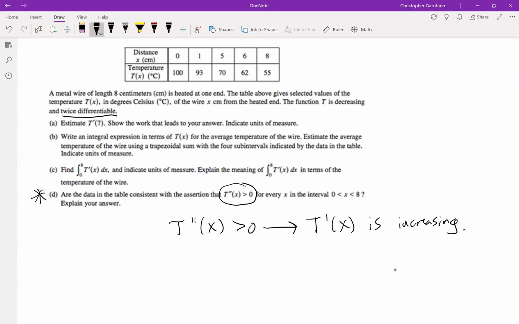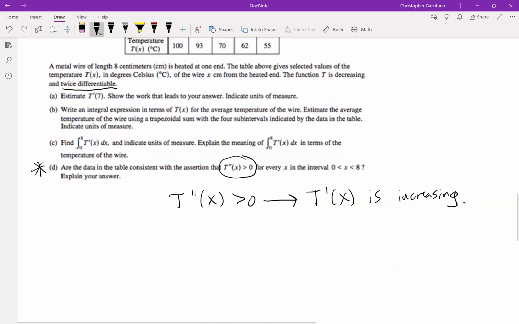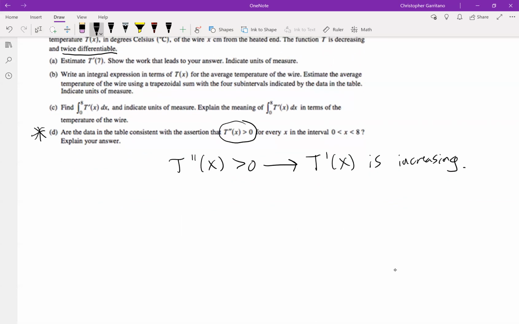So the thing is, if we're trying to assert that t double prime is positive for all x on this interval, we then need to somehow show that t prime of x is increasing on the entire interval. Or if we show that t prime of x is decreasing at some point, then we have proven that t double prime of x is not greater than 0 over this entire interval. So what we're going to try to do is see if we can prove this for every single point or find a counterexample.